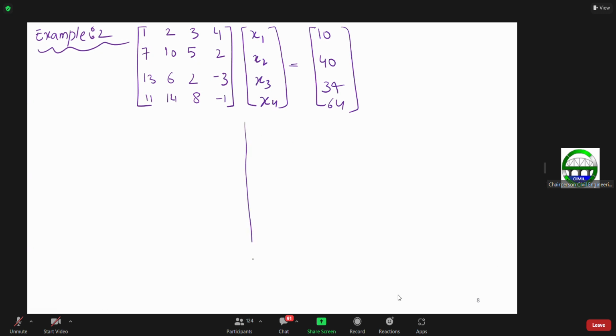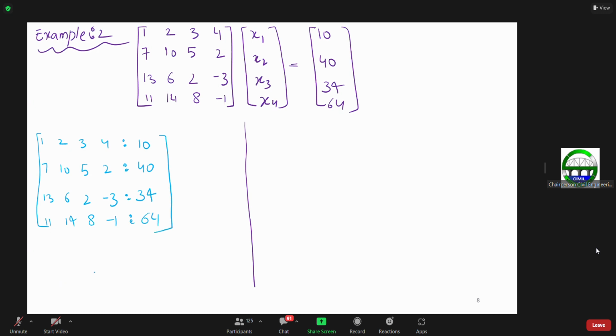So in the first step, we have to make the augmented matrix. The augmented matrix will look like this: 1, 2, 3, 4 dots 10; 7, 10, 5, 2 dots 40; 13, 6, 2, minus 3 dots 34; and 11, 14, 8, minus 1 dots 64.